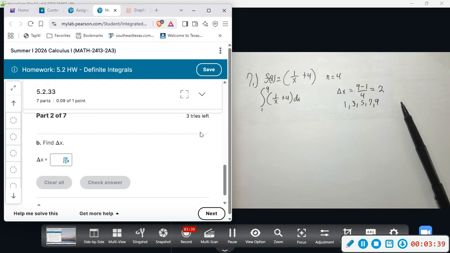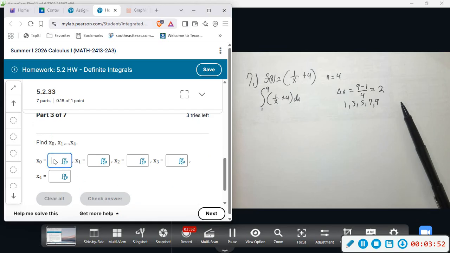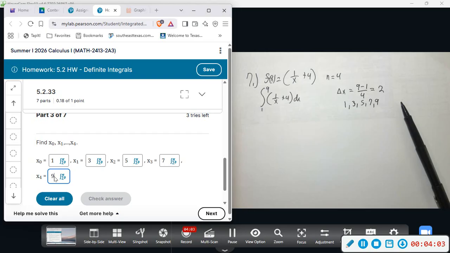All right, our change in x, we've listed that. Change in x is 2. And then each point: 1, 3, 5, 7, and 9.